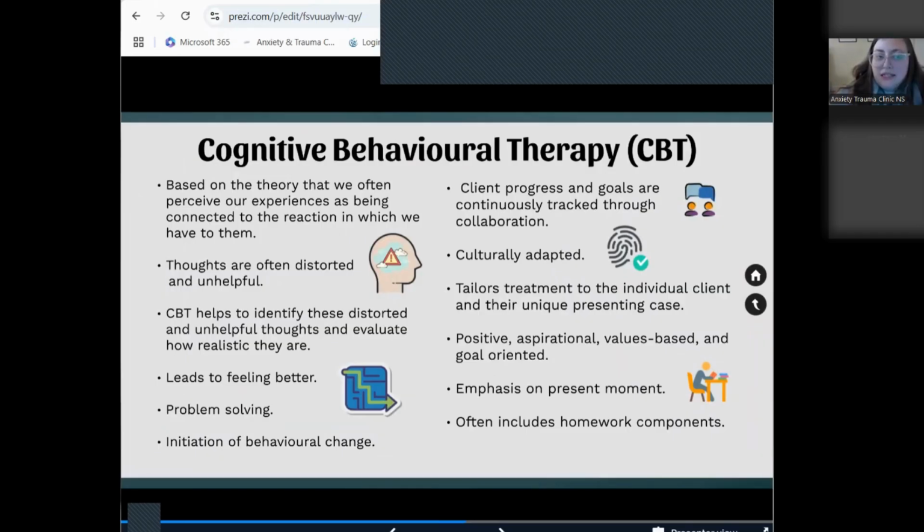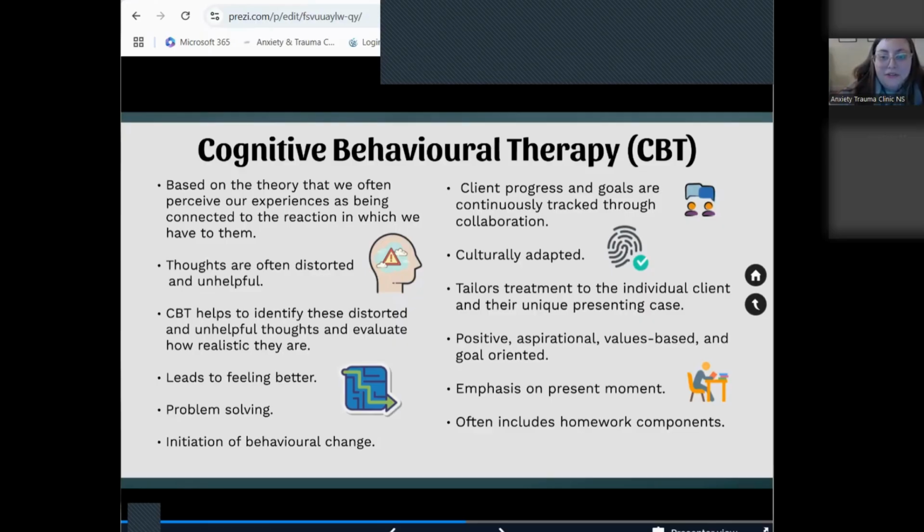So CBT, cognitive behavioral therapy, is based on the theory that the way that individuals perceive a situation is actually much more closely connected to their reaction than the actual situation itself. So individuals' perceptions are often fairly distorted and they're fairly unhelpful. And that's particularly the case as well when they're distressed.